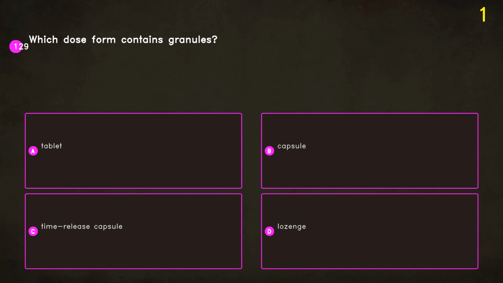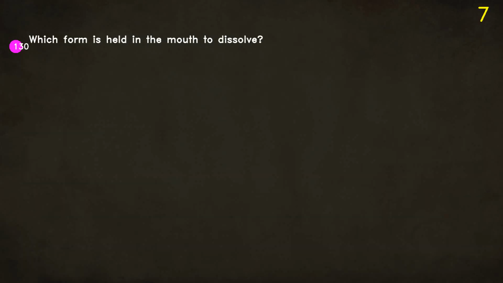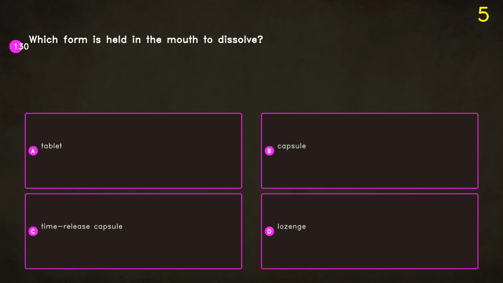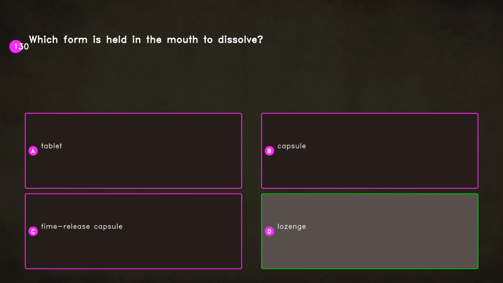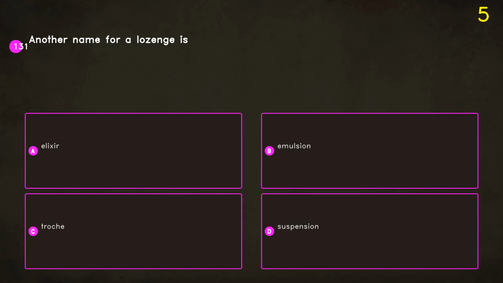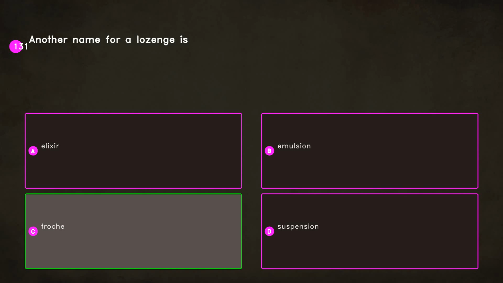Time-release capsule D. Lozenge. The correct answer is time-release. Question 130. Which form is held in the mouth to dissolve? A. Tablet B. Capsule C. Time-release capsule D. Lozenge. The correct answer is lozenge. Question 131. Another name for a lozenge is A. Elixir B. Emulsion C. Troche D. Suspension. The correct answer is troche.